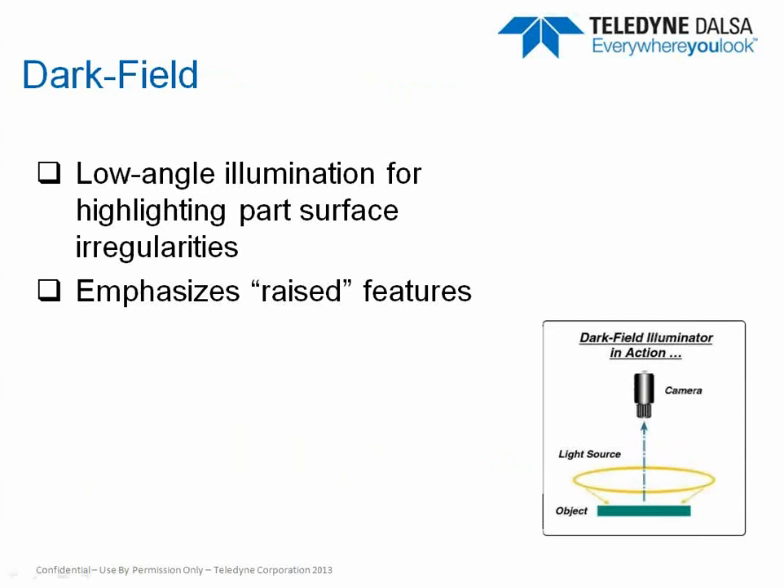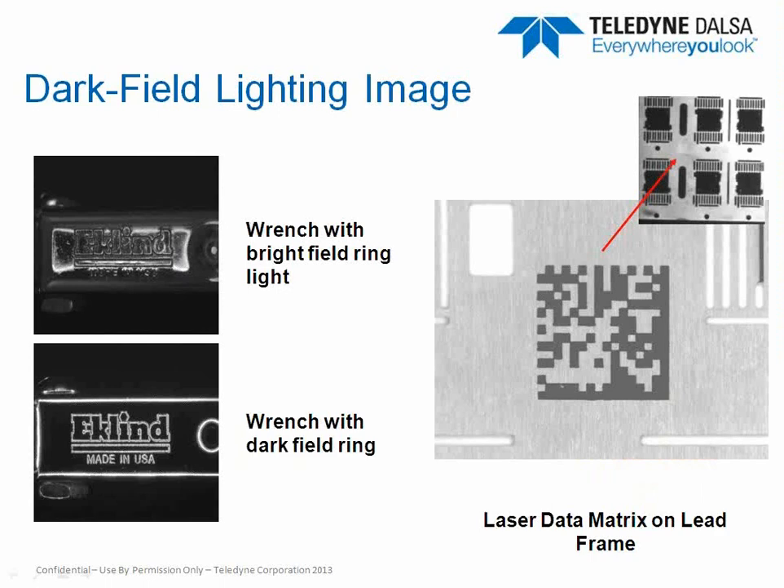Dark field illumination is a low-angle ring light, and it allows us to emphasize and raise the features. For example, in these images, this is an Allen wrench with bright field, just a ring light. But when you use dark field, you can see the characters and the type, and the holes come out really enhanced. On the right side, you have a piece of aluminum that has a laser-etched 2D code. Look what happens where the 2D really gets brought up. It looks really, really nice. A very nice image of a 2D code.